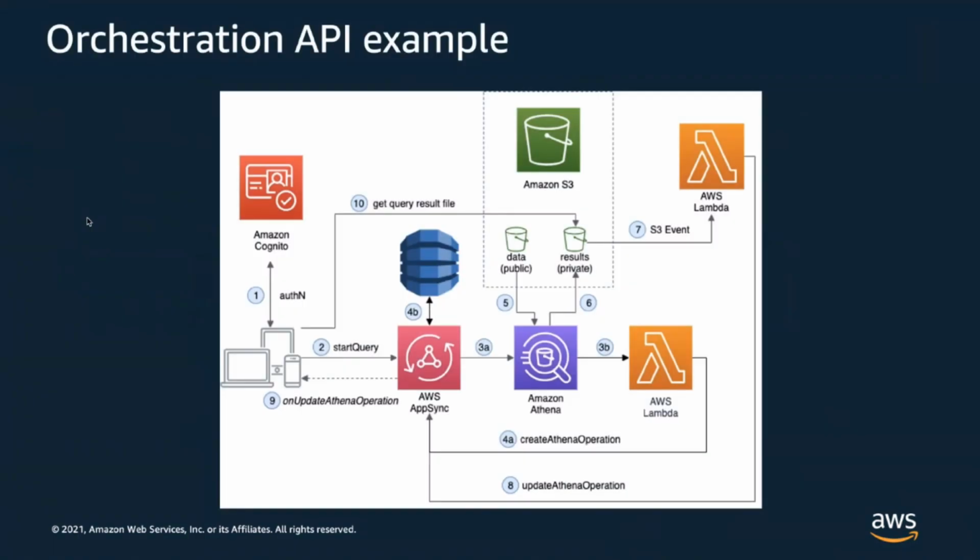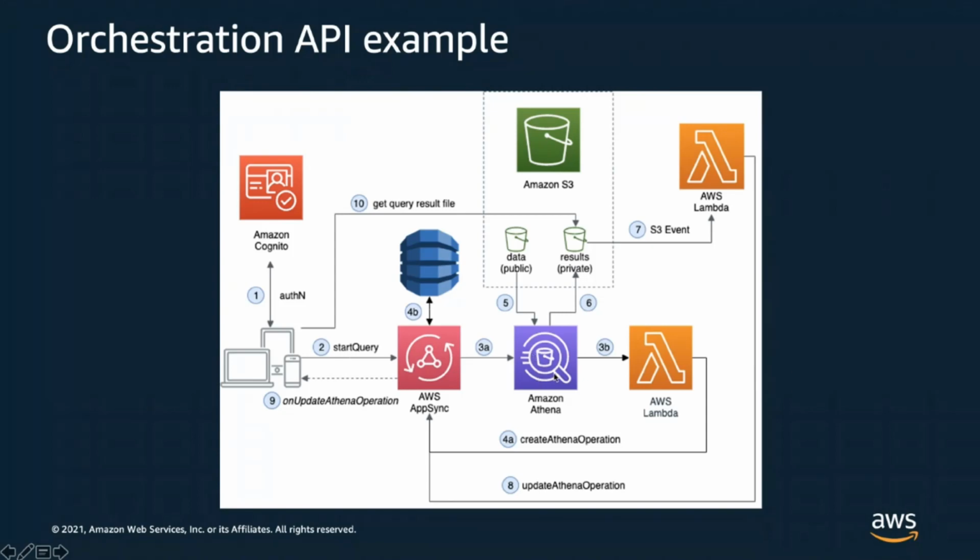Okay, so let's go back to the presentation, and you can see how this works here. This is an Orchestration API example. So our application only interacts with AWS AppSync. AWS AppSync then takes care of interacting with DynamoDB, Amazon Athena, and AWS Lambda. So we're abstracting all of this backend and allowing our clients to only focus on interacting with AppSync. So you can see that our client authenticates, then starts a query with AppSync.